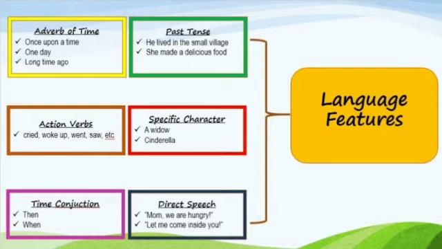Next, direct speech, kalimat langsung. For example, Mom, we are hungry. Ibu, kami lapar. The second is, let me come inside. Biarkan saya masuk ke dalam. Ingat, untuk kalimat langsung, perhatikan pada tanda baca. Ada tanda kutip buka dan tanda kutip penutup, itu merupakan direct speech, itu merupakan kalimat langsung.